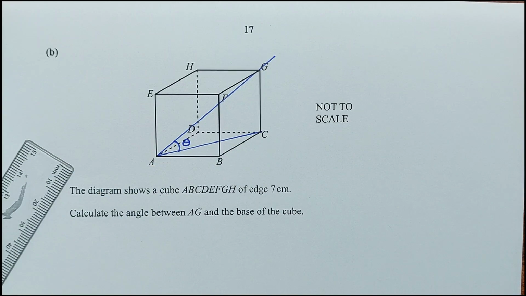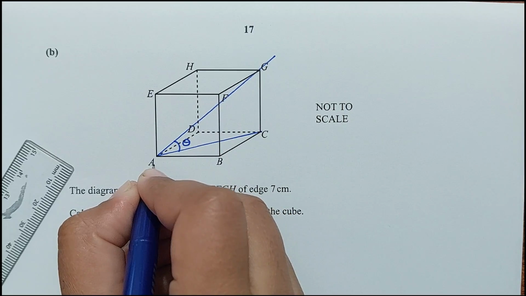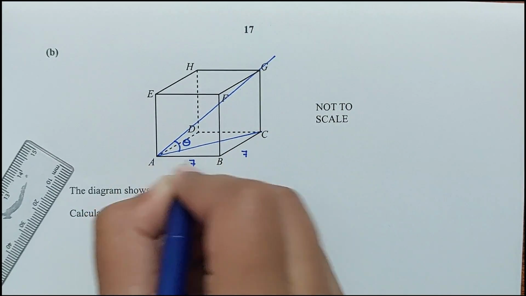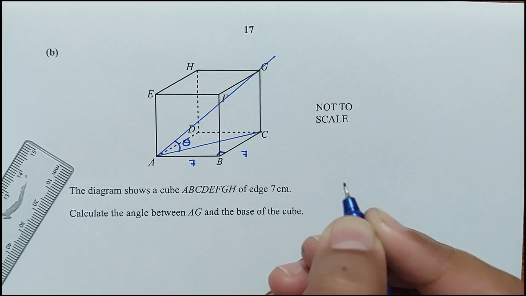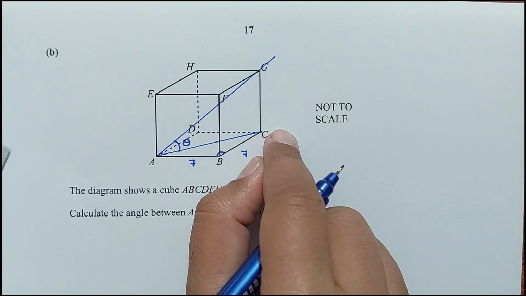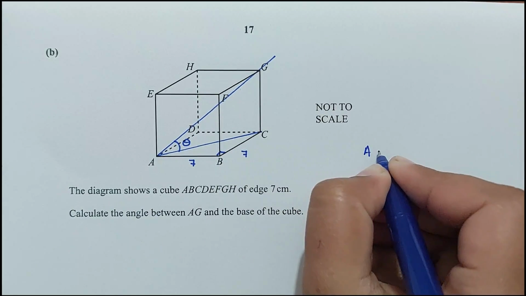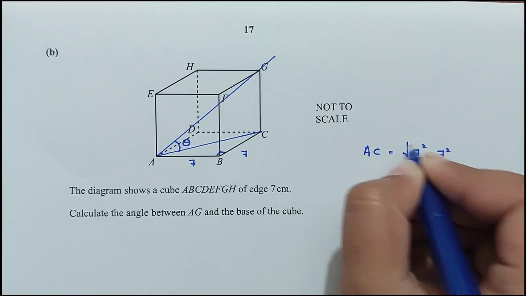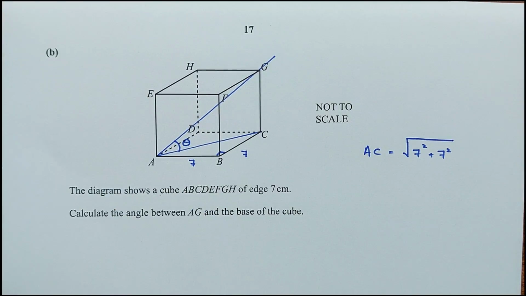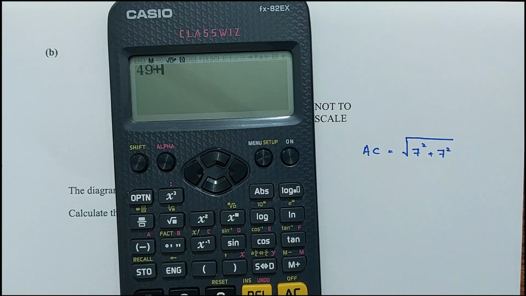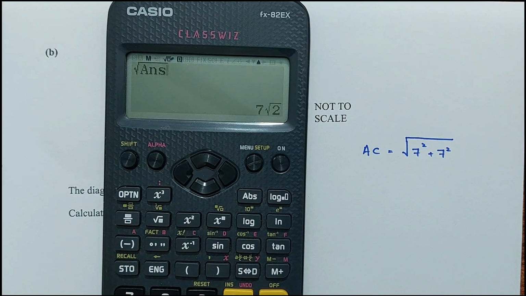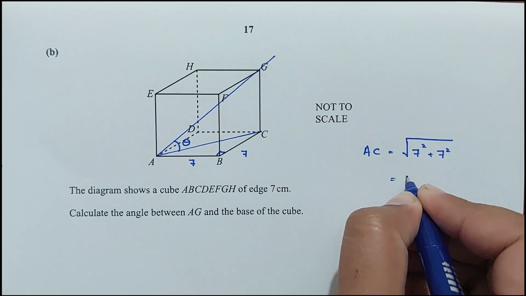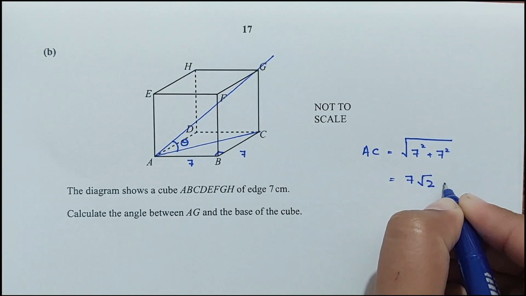All right, so we know that AB is 7, BC is 7, ABC is a right angle triangle. This is a right angle. So what is AC? The hypotenuse. AC should be equal to the square root of 7 squared plus 7 squared, which is 49 plus 49, which is 98. The square root of the answer is 7 square root of 2. So AC is 7 square root of 2 centimeters.